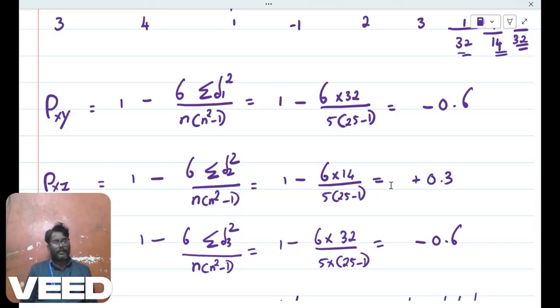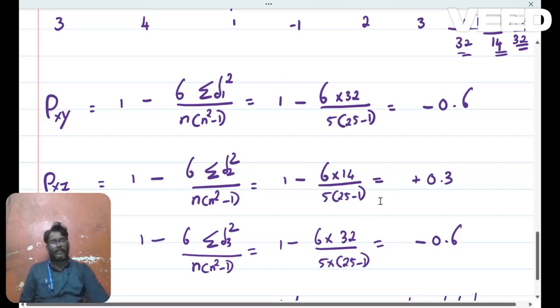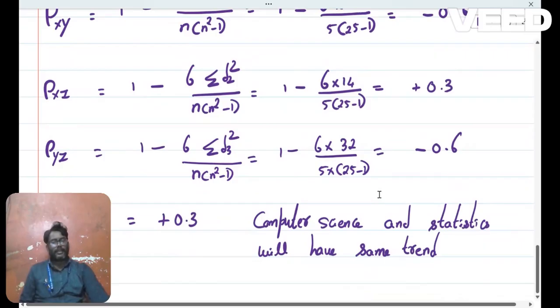Here the rank correlation coefficient of x and z is plus 0.3, which is near to plus 1. So we can take that computer science and statistics will have the same trend.